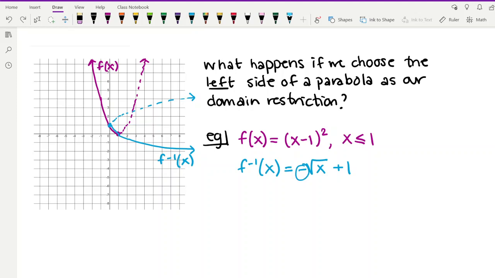So I just wanted to bring that up because I think it's a question that typically does come up in the class. As I mentioned before, the standard domain restriction that people will usually use for a parabola is the right side, just because the natural way of drawing a square root graph is to do the positive half. So if you do want to do the left side of a parabola, you do have to remember this extra step of flipping the square root graph over the x-axis in order to get that bottom half.